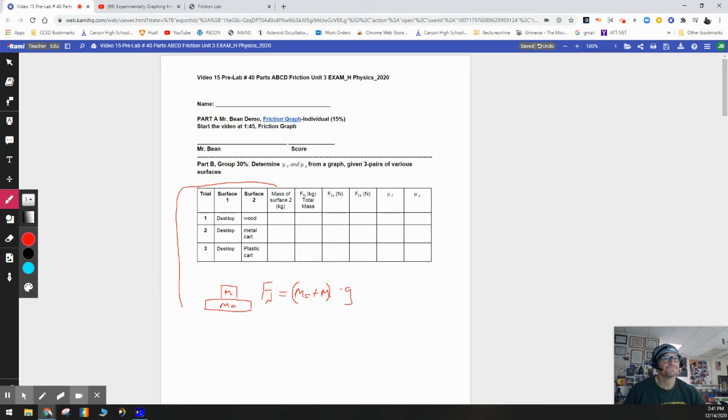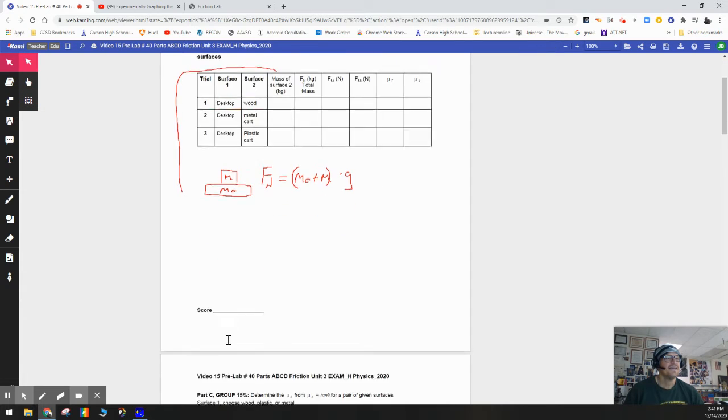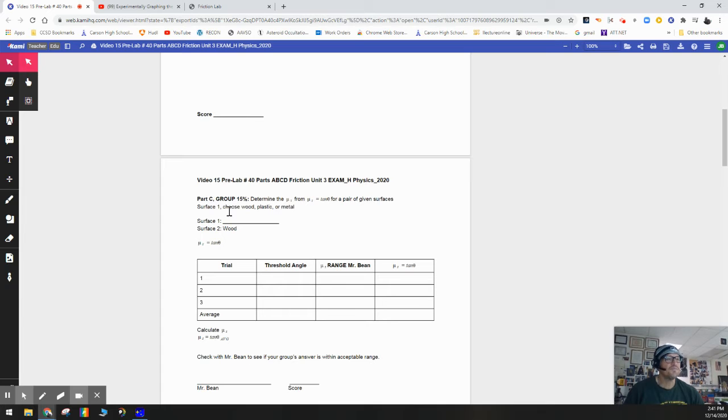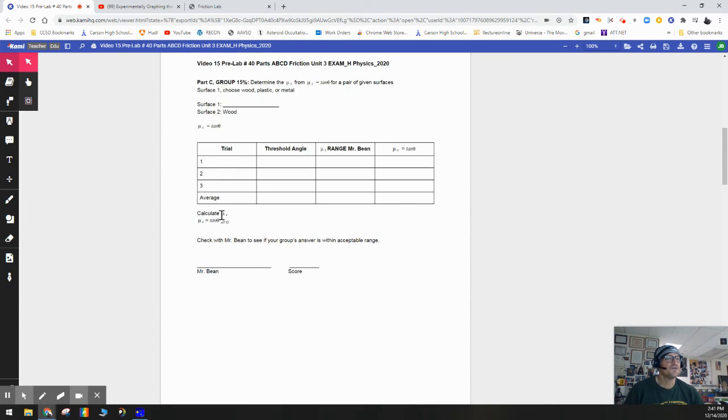All right. So let's go ahead and scroll down. It'll be a score there. Part C is also in a group, okay? And on this one here, what you'll want to do is get an inclined plane. And let's double check here.